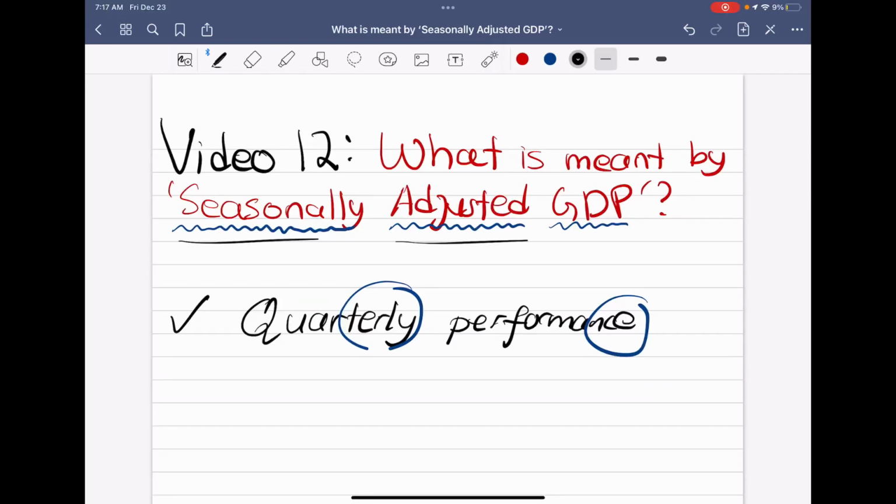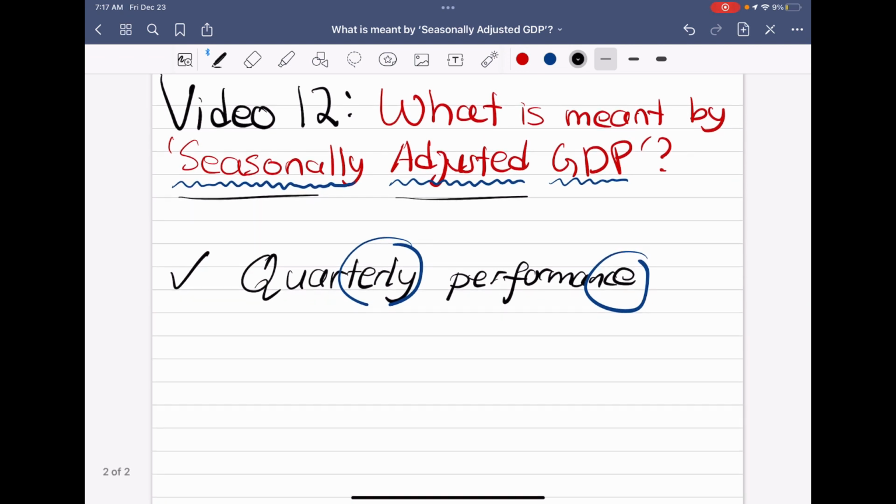This video will cover what is meant by seasonally adjusted GDP. First, I want to give an overview: when reading GDP statistics or certain line graphs, you normally see at the bottom that the chart is all seasonally adjusted. So what does that little note saying seasonally adjusted actually mean?